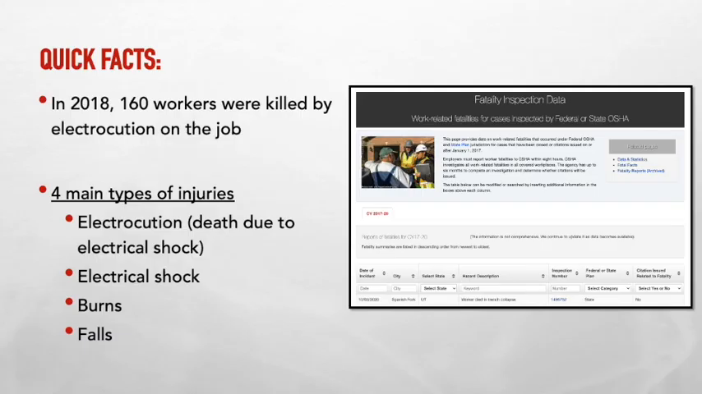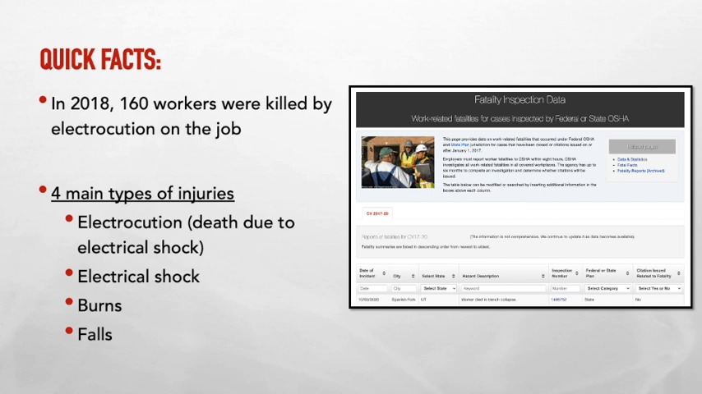So some quick facts on electrical safety. The most recent data available is from 2018: 160 workers were killed by electrocution on the job. If you go back eight years, to 2010, 157 workers were killed by electrocution on the job. So the statistics are staying pretty steady. But if you think about it, that's like half a worker a day being killed by electricity in America.